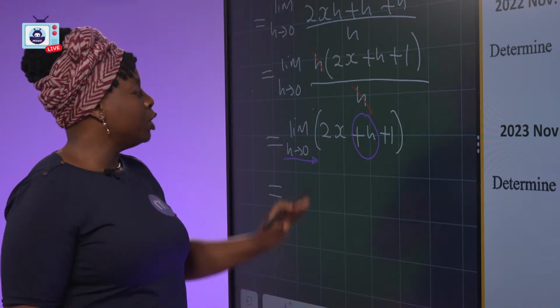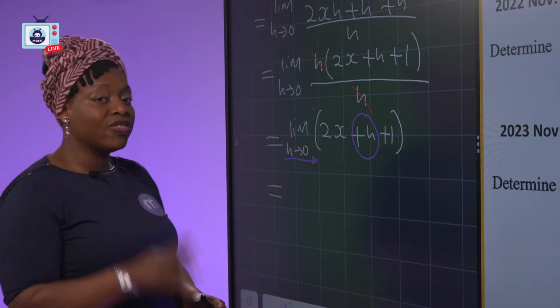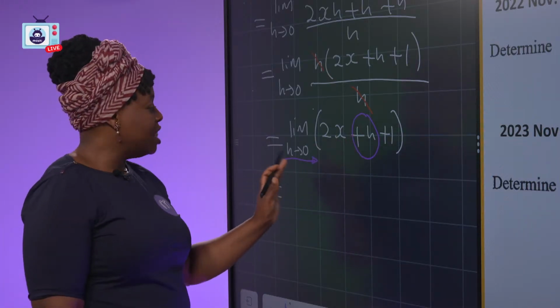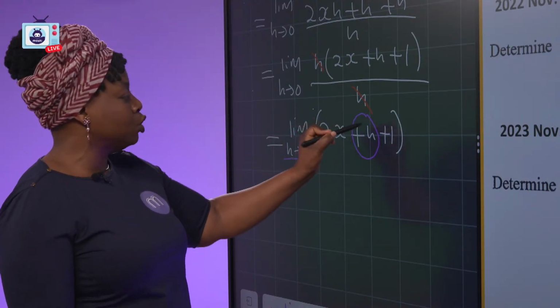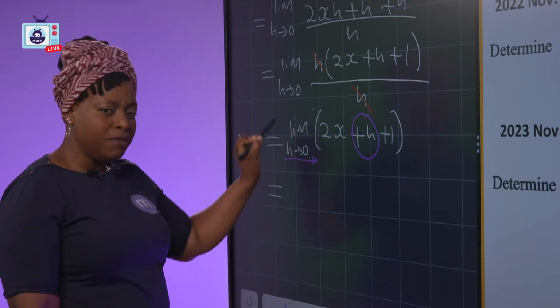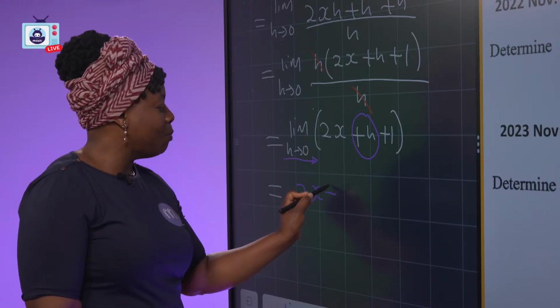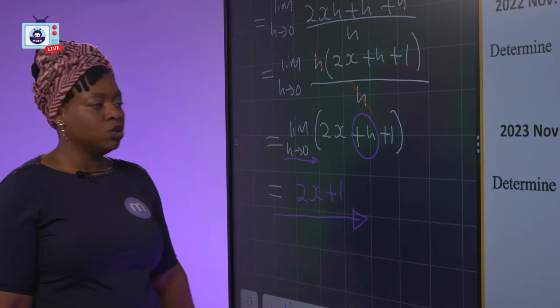So that is why we don't substitute or put the 0 right as we come, or think of a 0 at any case until we come here. So there we are now substituting that 0. The moment you substitute the 0, or you eliminate the h, the limit goes with it. So therefore our answer will be 2x plus 1. So that is how you tend to get to the solution.